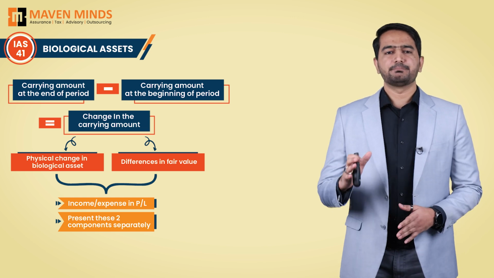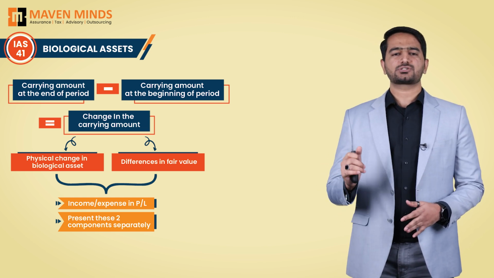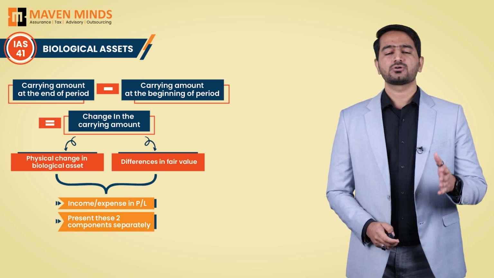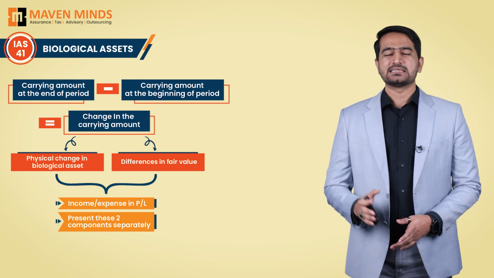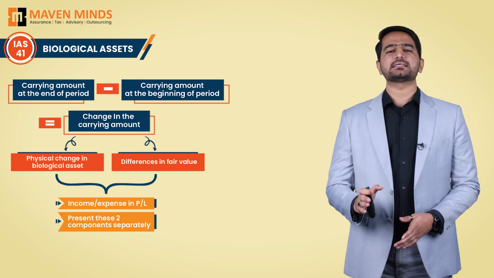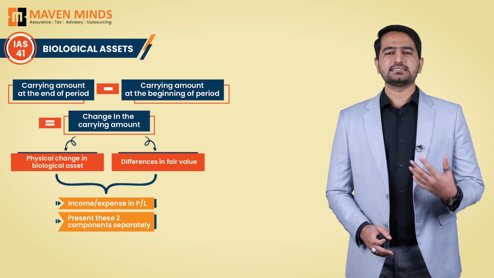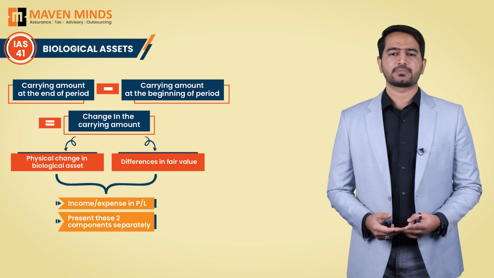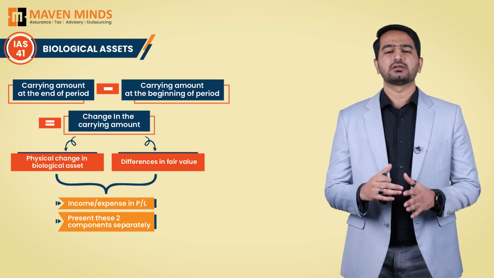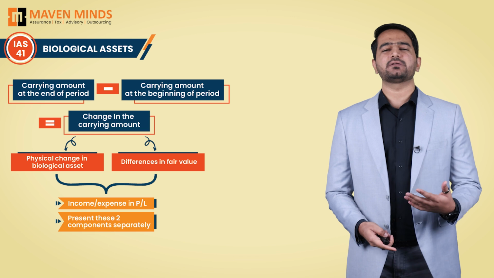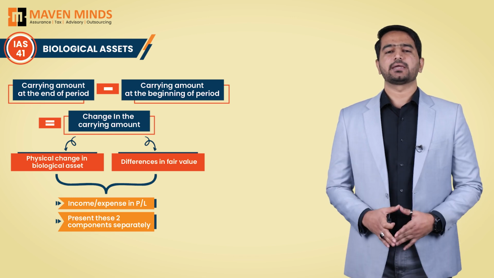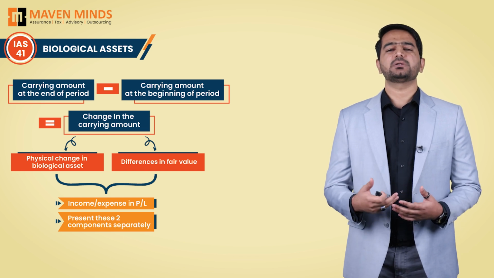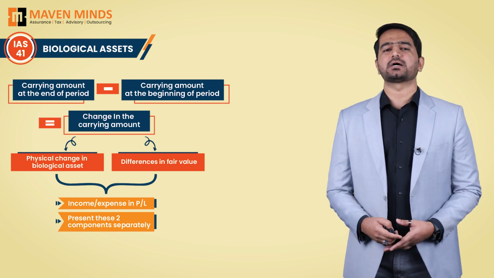So to summarize, biological assets are measured at fair value less cost to sell unless fair value cannot be determined, in which case cost is used temporarily. Changes in the carrying amount are recognized as income or expenses, and these changes can be broken down into changes in fair value and the physical change. But detailed disclosures depend on whether the information is useful for the readers or not. Alright, let's now work through a simple example to see how we split the changes in the carrying amount into two parts.